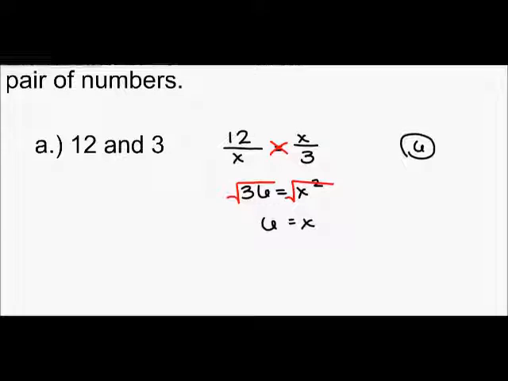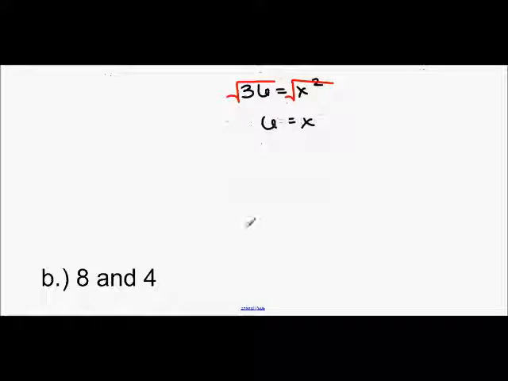The other way I'll show you on part B, it's the same thing. I'm just not going to set up a proportion here. So I know that I'm going to take the square root of the product here. So let me just find the product. 4 times 8 is 32. The geometric mean is going to be the square root of 32.